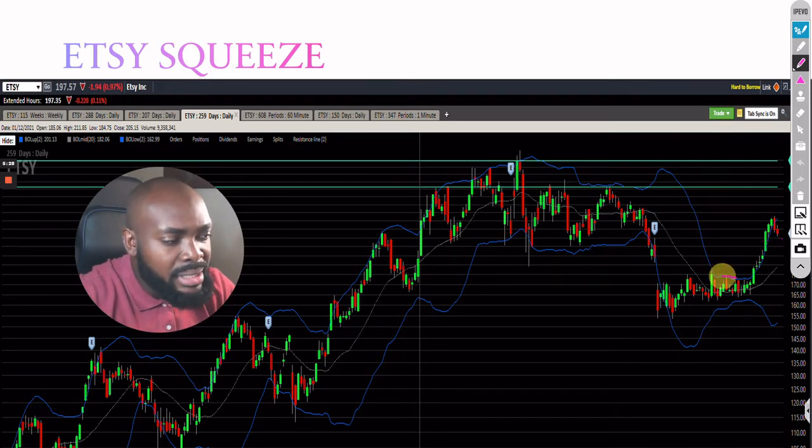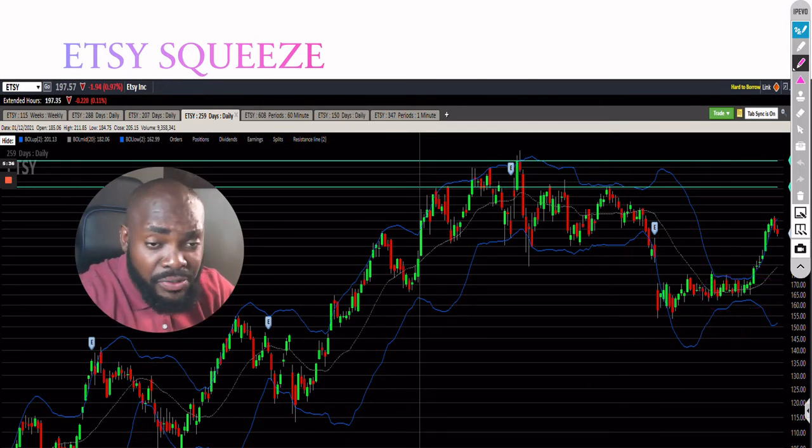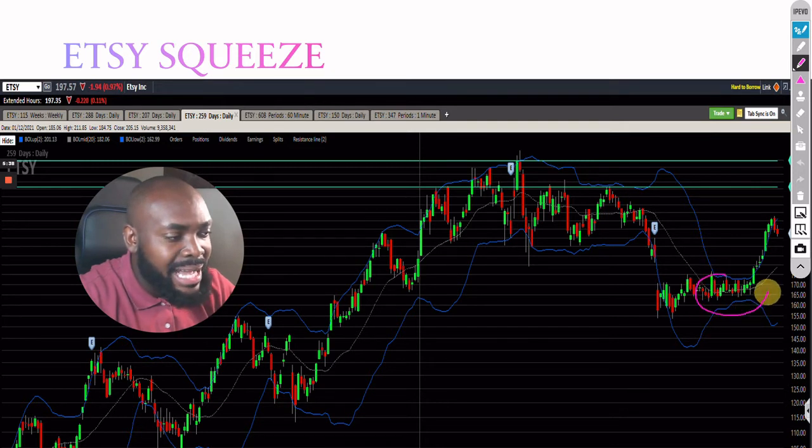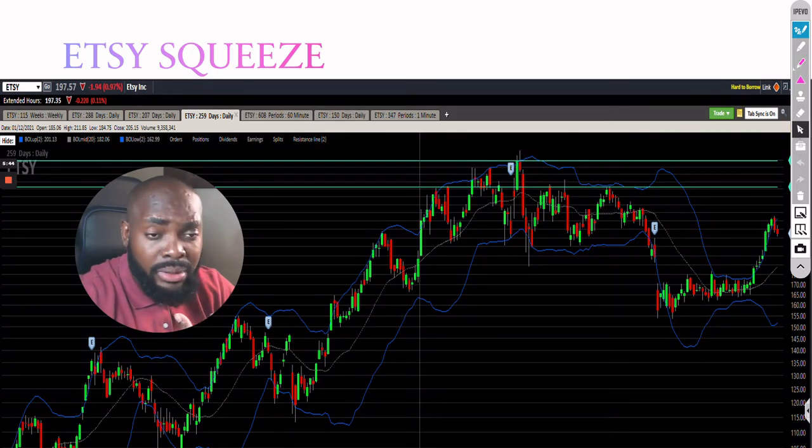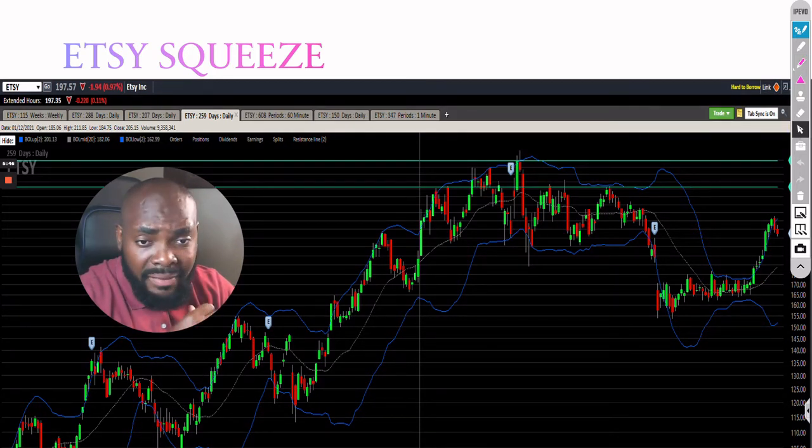But what is most important is being able to identify this period where the stock moves into a contraction or a tight Bollinger Band squeeze. When we get that tight squeeze, we will be watching to see if the stock breaks out. If it's a breakout to the upside, we look for an opportunity to go long, and if it's a breakout to the downside, we look for an opportunity to go short, based on the bigger picture of what price action has been doing.